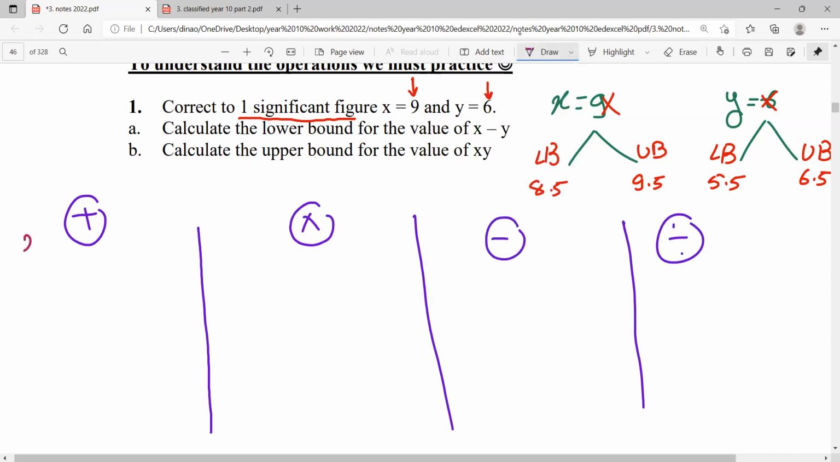يقول لي إيه؟ Find the upper bound of x plus y. أو ممكن يقول لي find the maximum sum.